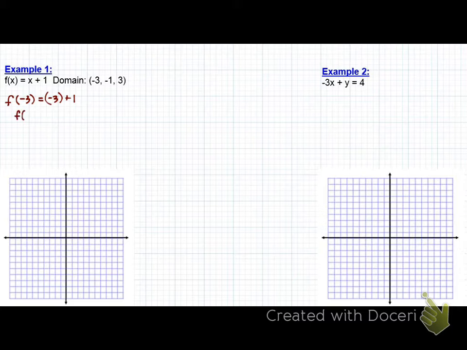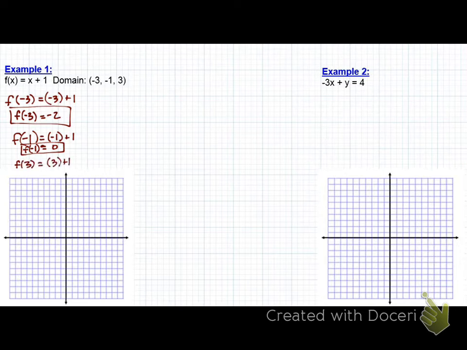So f of -3 is equal to -2. Okay, so that's the first answer. If I put f of -1, it's like saying -1 plus 1, which is equal to 0. Okay, so f of -1 is equal to 0. And then the third one we have f of 3, which is going to be 3 plus 1, which is equal to 4. Okay?